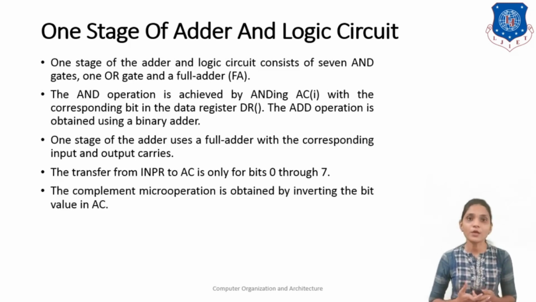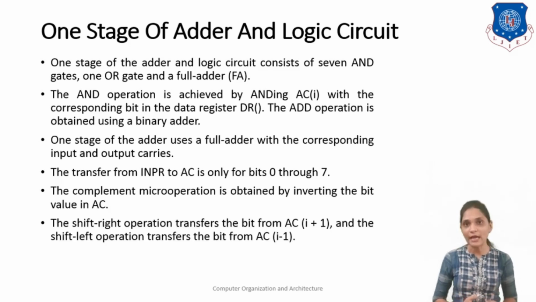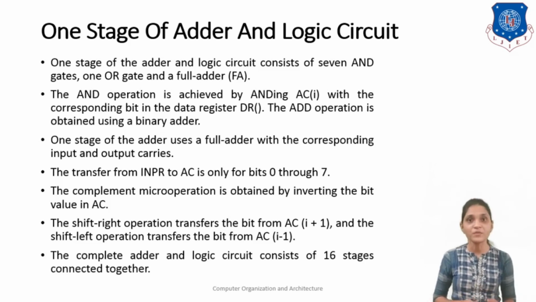The complement micro operation is obtained by inverting the bit values in the accumulator. The shift right operation transfers the bit from accumulator bit I plus 1, and the shift left operation transfers the bit from I minus 1. The complete adder logic circuit consists of the 16 stages connected together in a cascade manner.